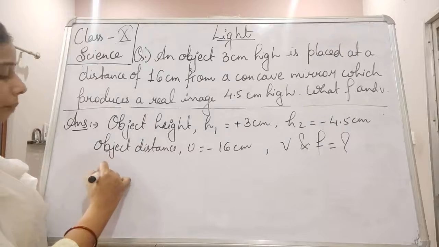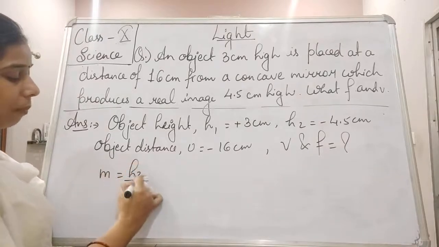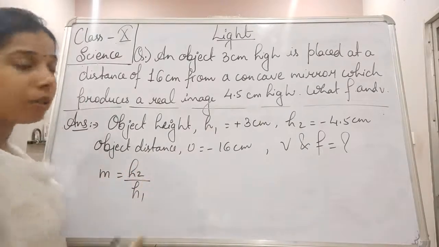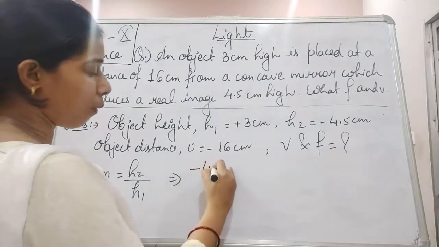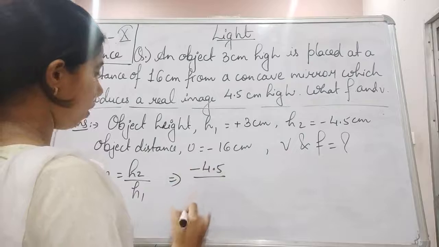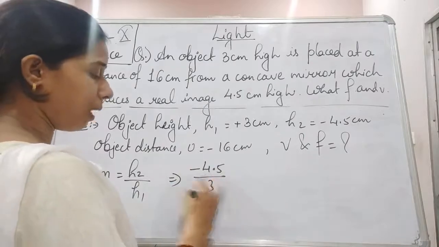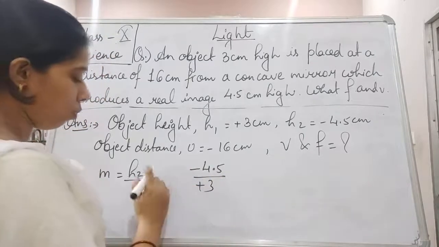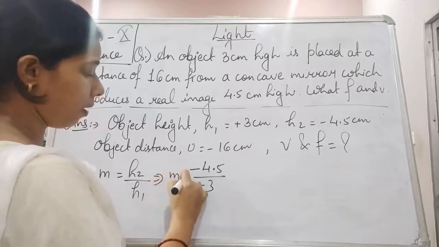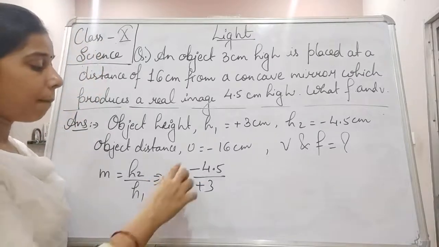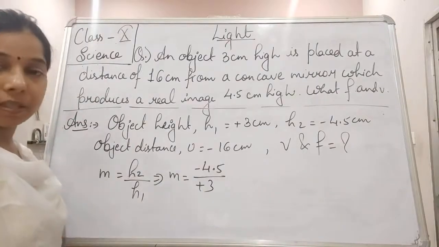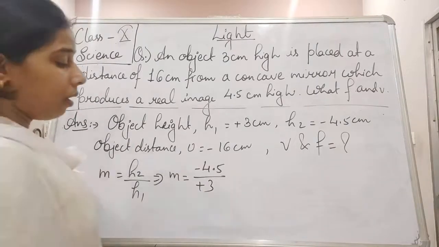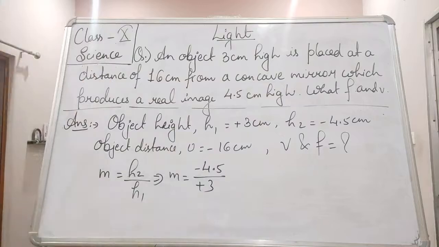Now, how can we find the value of the magnification, students? We know that magnification is equal to h2 upon h1. h2 is equal to minus 4.5 centimeter upon h1, which is given as plus 3. This will be equal to m. m will be equal to minus 4.5 centimeter upon plus 3 centimeter. Now when you divide, we will get the value here.